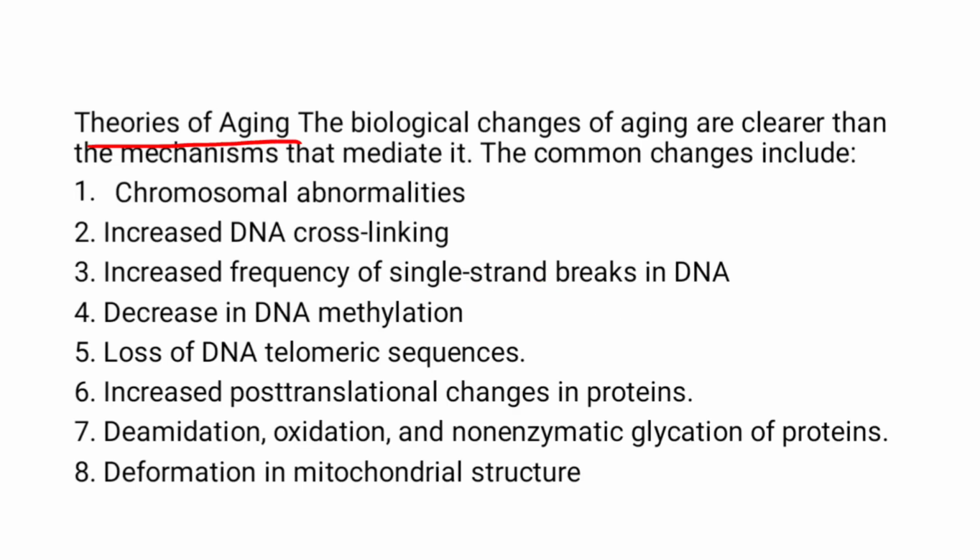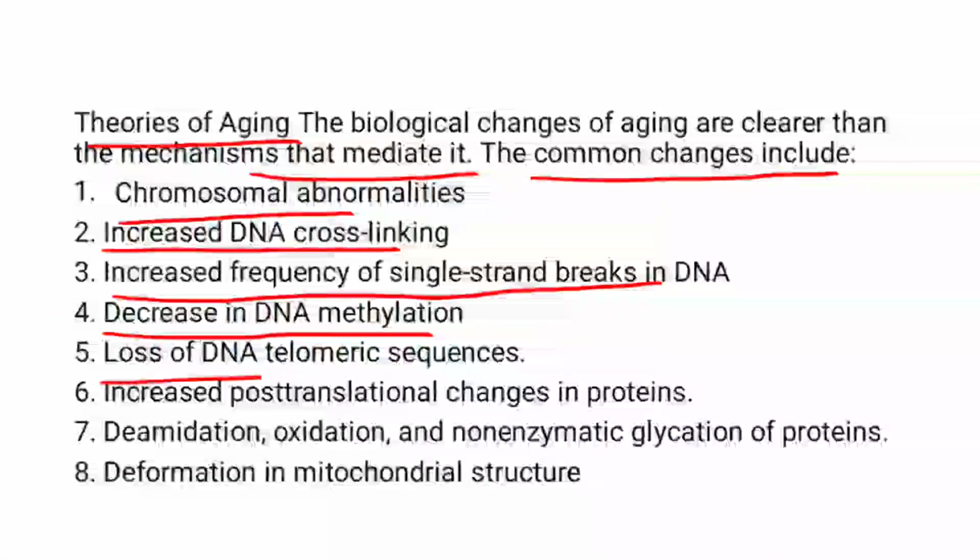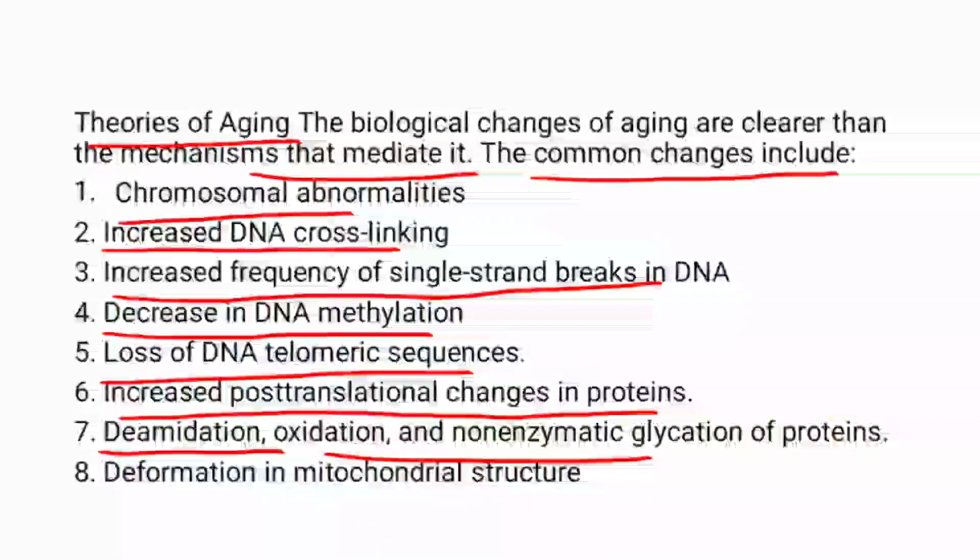Theories of aging. The biological changes of aging are clearer than the mechanisms that mediate it. The common changes in aging are chromosomal abnormalities, increased DNA cross-linking, increased frequency of single-strand breaks in DNA, decrease in DNA methylation, loss of DNA telomeric sequences, increased post-translational changes in proteins, deamidation, oxidation, and non-enzymatic glycation of proteins, and deformation in mitochondrial structure.